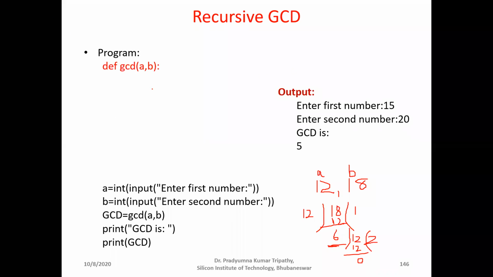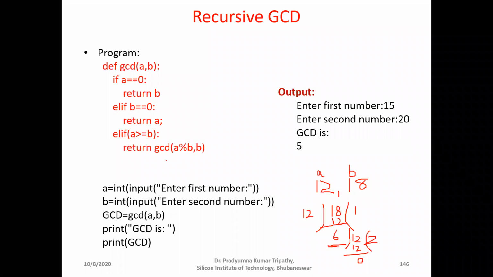So just look over here. I have the GCD function. When A becomes 0, I will stop. So if A is equal to 0, I will return B. And if B is equal to 0, I will return A. Any one of them becoming 0, I will return the other. Otherwise, if A is greater than B, which is not the case here, then I will divide A with B and take the remainder.